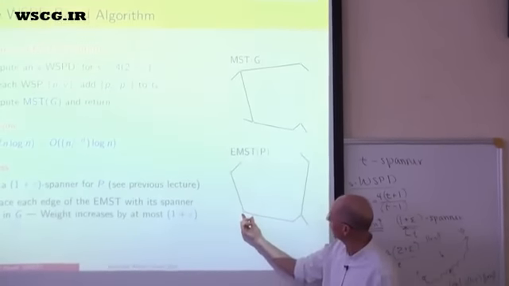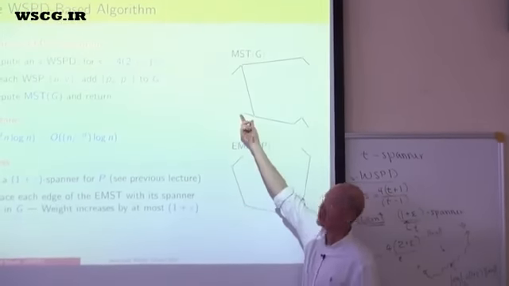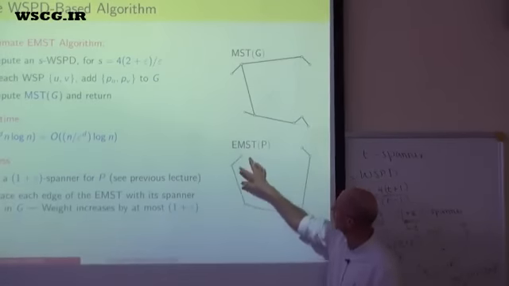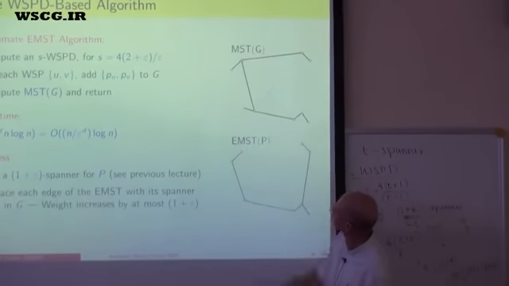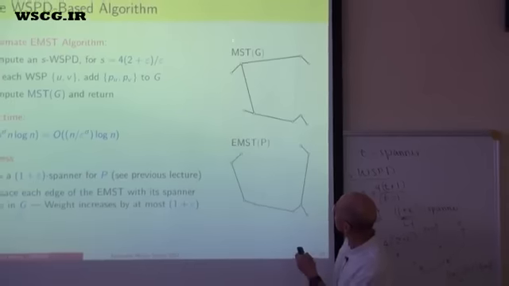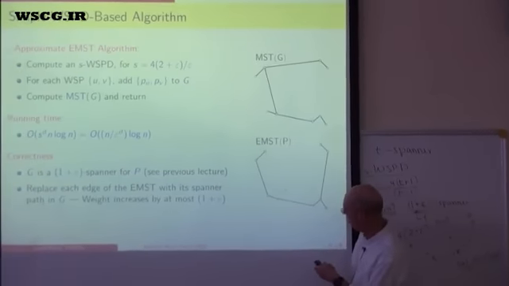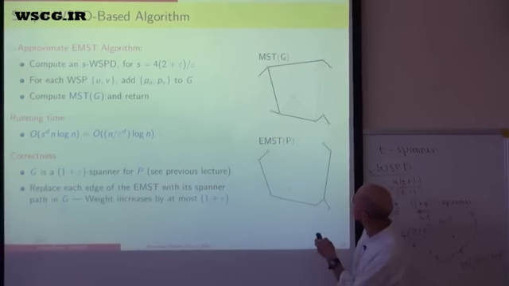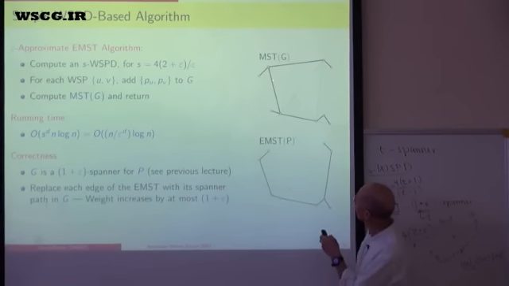So for example, if I replace this edge, well, this edge already appears in the spanner, so this will actually be there. And this edge also appears in my spanner, so it'll be there. But this edge, the edge between these two guys, does not appear. But there is a path in the spanner that goes up and around there. So let's put this guy in there.